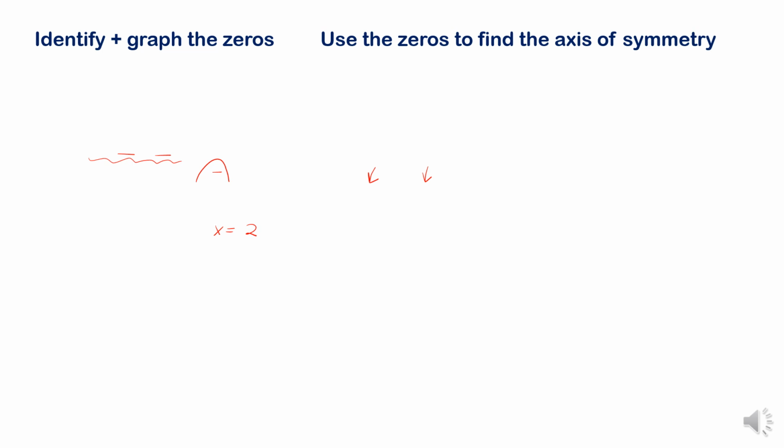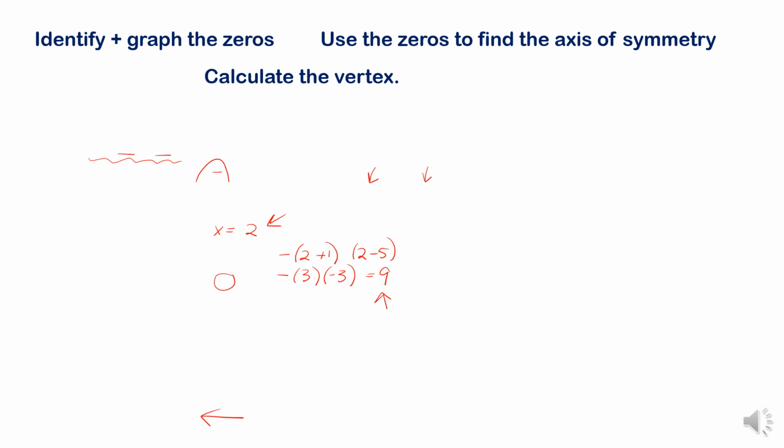So how do we find the vertex using that? We take that 2 and plug it into the formula that they gave us. -(2 + 1)(2 - 5). So I get -3 times -3, and that's a negative times a negative, and that equals 9. So now we know that the vertex is (2, 9). Don't forget to put it together. Here's my x, here's my y, here's my vertex. So now that I've got a vertex and an axis of symmetry, I can go from there and I'm going to draw the parabola.